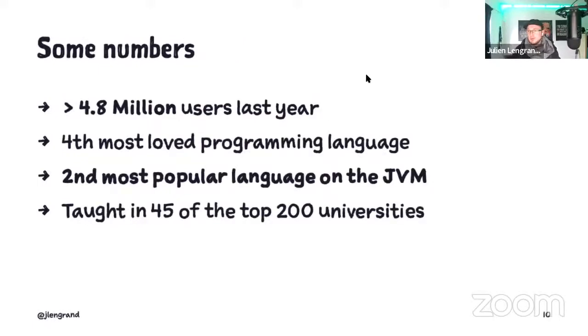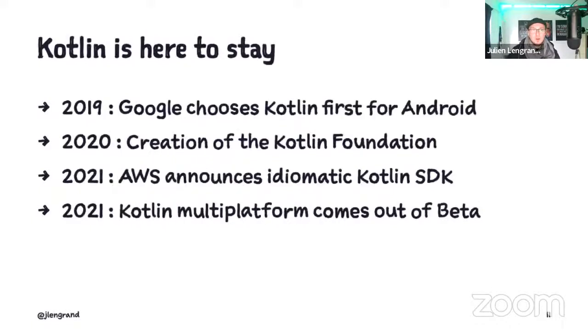Some numbers, I don't get them out of thin air. That's from JetBrains, but last year they said that they had so far 4.8 million unique people having tried Kotlin at some point. And it's the 4th most loved programming language from a study from 2020. I put it there because I like it. And it's actually taught a lot in universities. I don't know about you, when I was at university, Python was the language. Now it seems to be Kotlin more and more, and I really like that.